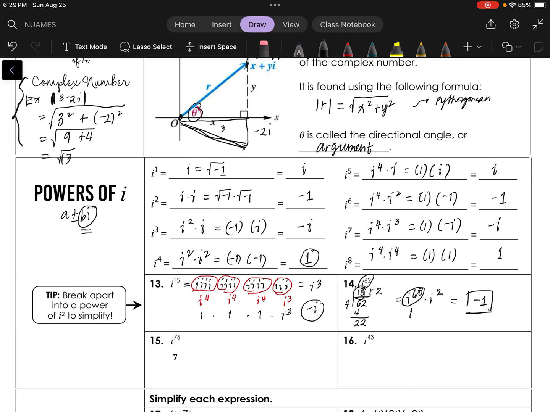So I have 76 divided by 4. That gives you 1. 1 times 4 is 4. I end up with 36, and 36 divided by 4 is exactly 9. So what is this telling you? It tells you that as you group the i's, there is exactly no remainder here. You end up having i raised to 0, right? And i raised to 0 follows the rule of a zero exponent. Any value raised to 0 is always equal to 1.